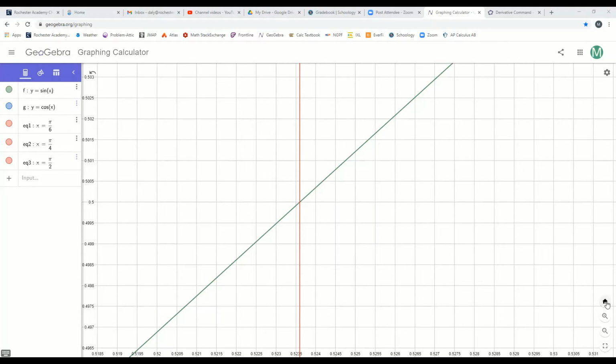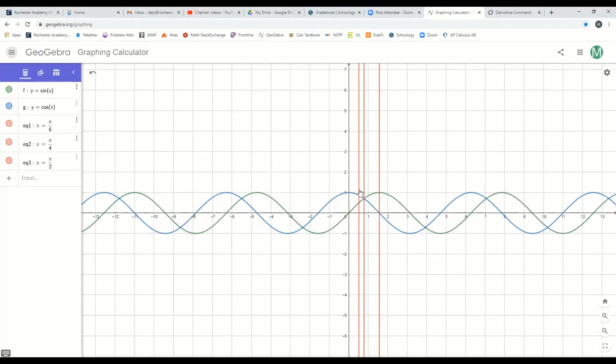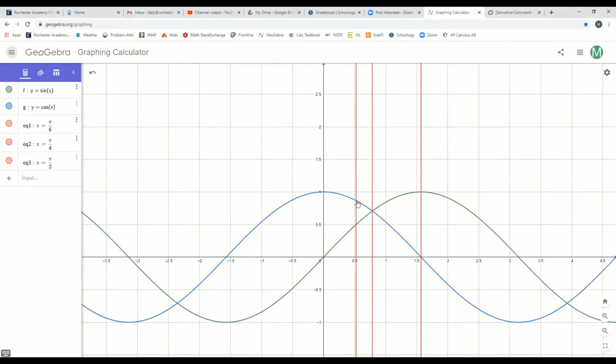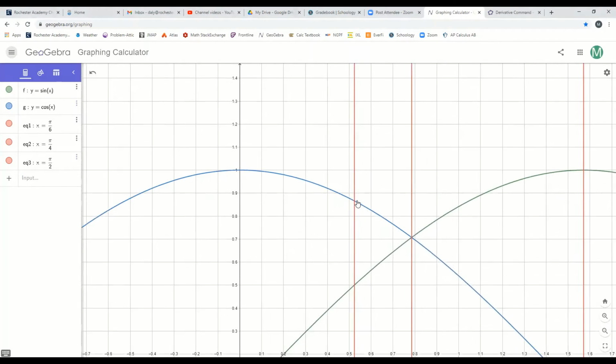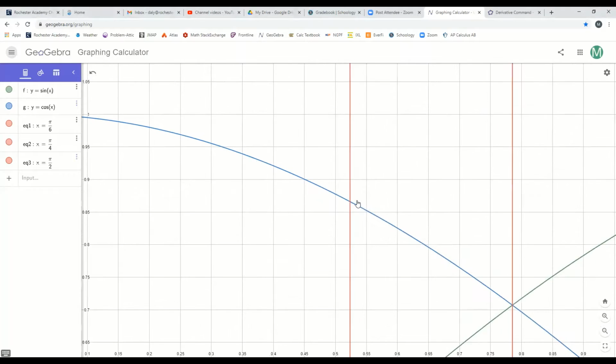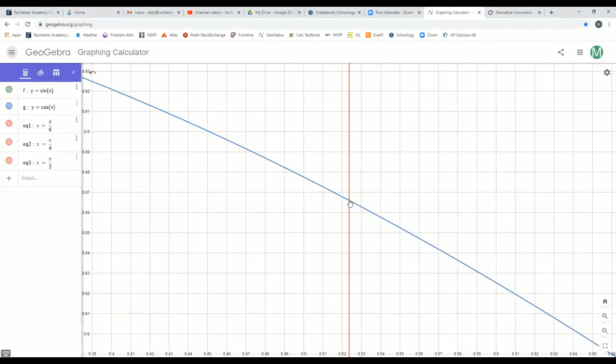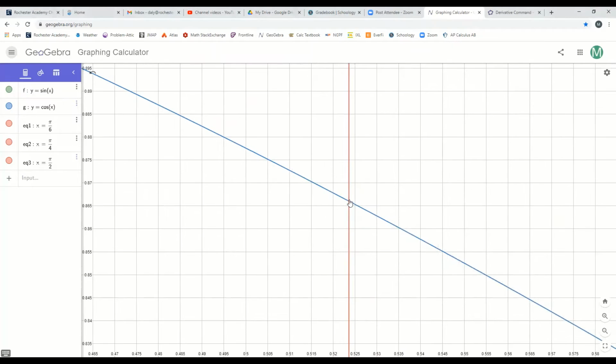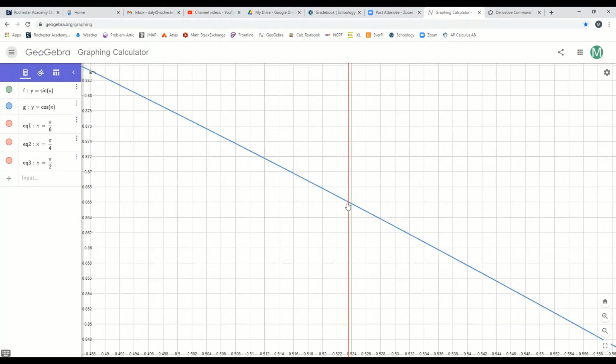Okay, and now I will press the home button to zoom back out. And now I'm going to zoom in on where that red line of pi over 6 intersects the cosine function. All right, that's close enough to a grid point. So here, the y-axis, so the cosine of pi over 6, I see is 0.866.